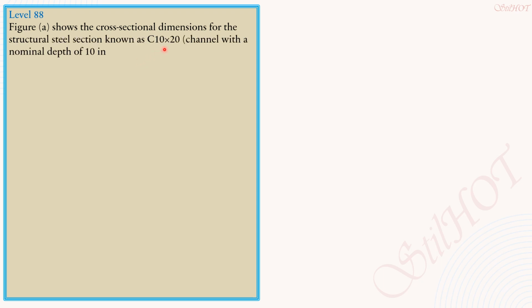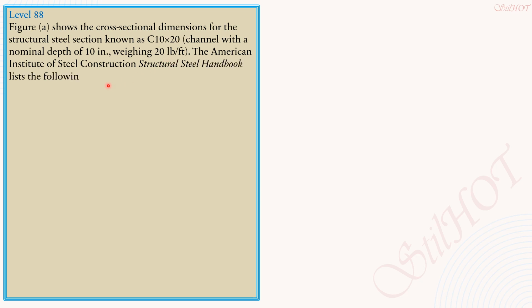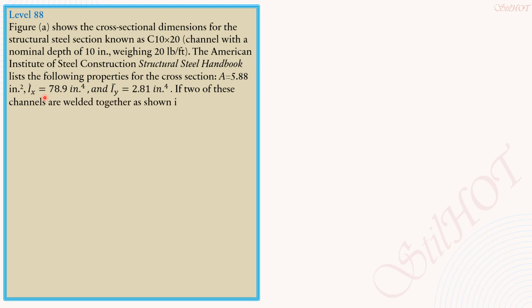Level 88, figure A shows the cross-sectional dimensions for the structural steel section known as C10 by 20, or channel with a nominal depth of 10 inches, weighing 20 pounds per foot. The American Institute of Steel Construction, or AISC, Structural Steel Handbook lists the following properties for the cross-section. Area is 5.88 square inches. I bar X is 78.9 inches to the fourth and I bar Y is 2.81 inches to the fourth.